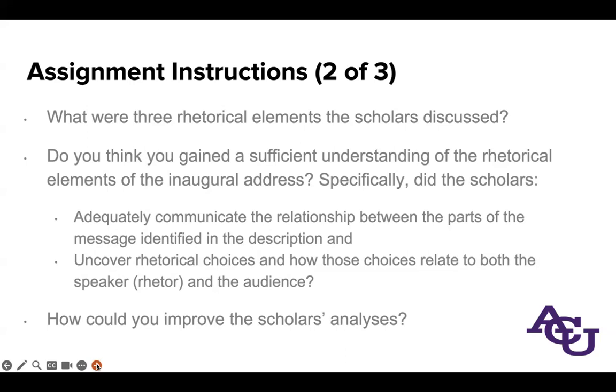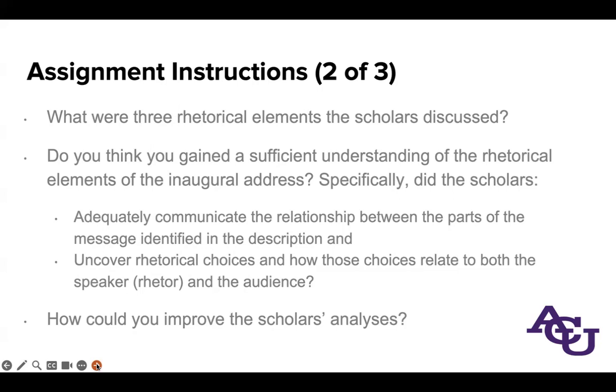Second, as a critiquer, how would you go about improving their analyses? And remember, you got four folks, not just one, not just two, you got four. So you're going to have to work through this very carefully. How would you improve on their analyses and why?